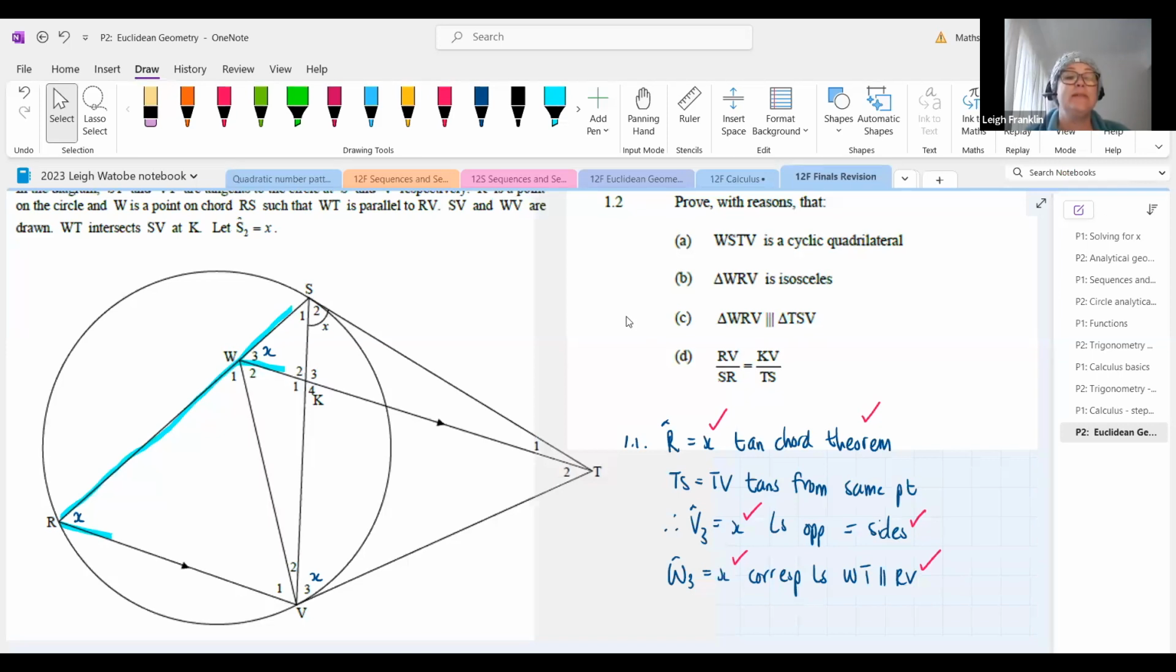So WSTV, that's it, so good. Well done. Let's just see what everybody else says. We've got an X here and we've got an X here. Can anybody else see what proves it?